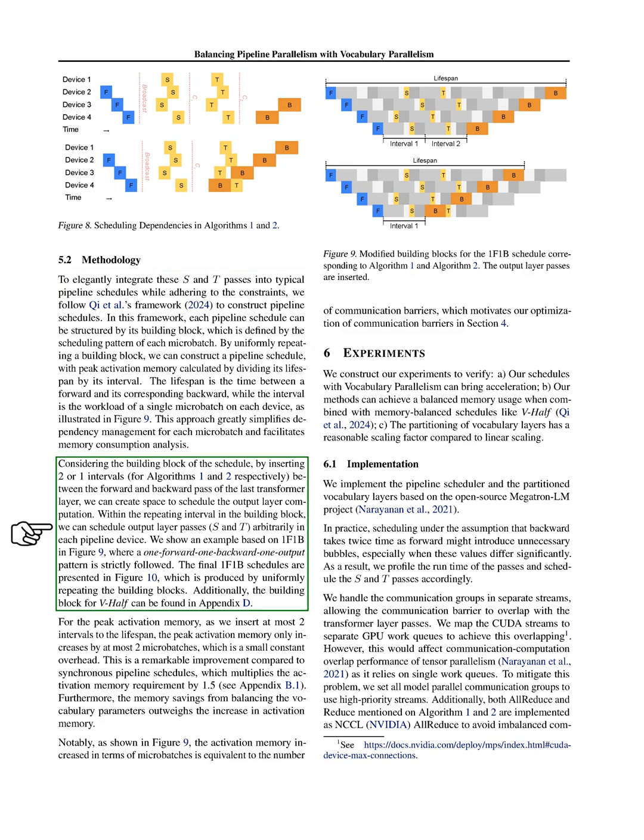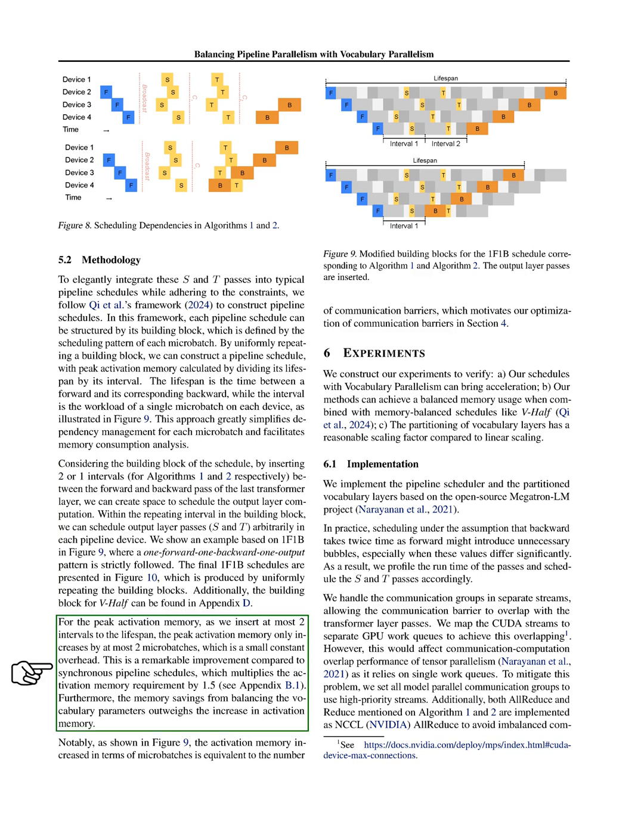By inserting 2 or 1 intervals between the forward and backward passes of the last transformer layer, we create space for scheduling the output layer computations. Within the repeating interval, we can schedule the output layer passes arbitrarily on each pipeline device. We provide an example based on the 1F1B schedule, where we follow a 1 forward 1 backward 1 output pattern. The final 1F1B schedules are produced by uniformly repeating the building blocks, and the building block for V-half is detailed in the appendix.